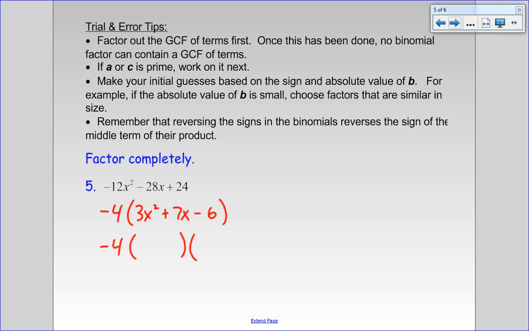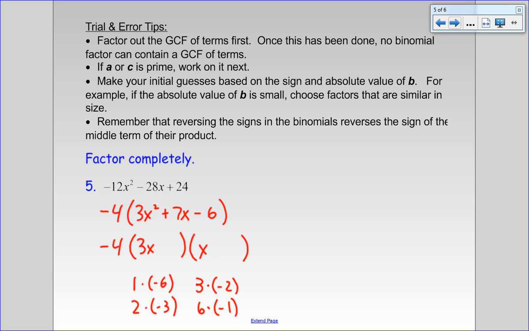Let's think about factoring that trinomial into two binomials. 3x squared must be factored as 3x and x. And then for negative 6, we actually have 4 possibilities because of that negative sign. We could have 1 times negative 6, 2 times negative 3, 3 times negative 2, or 6 times negative 1.